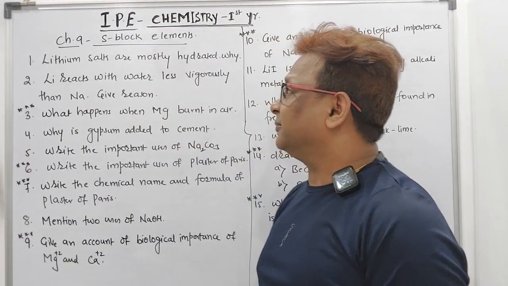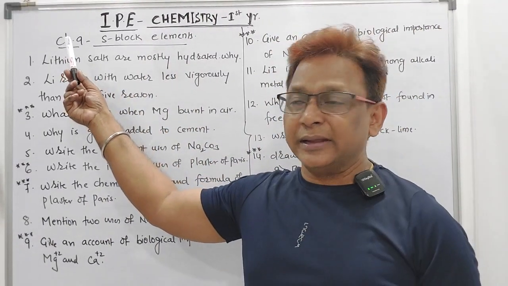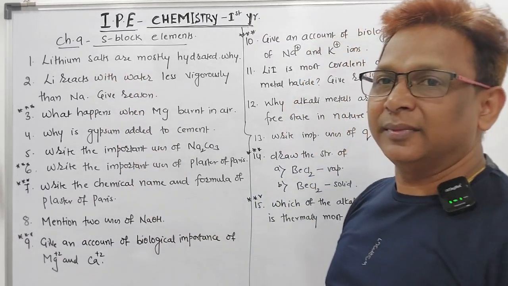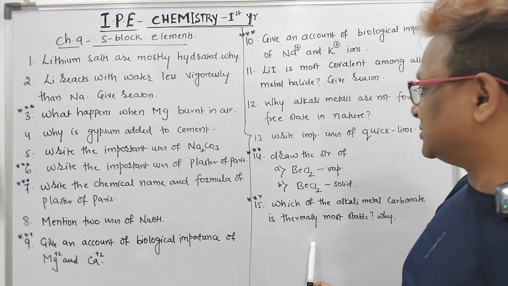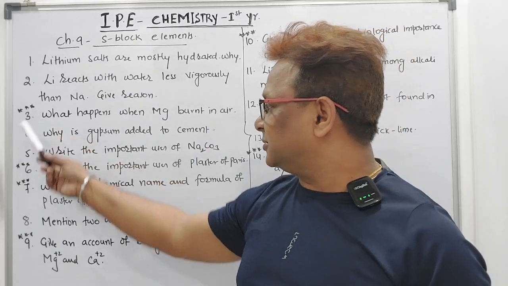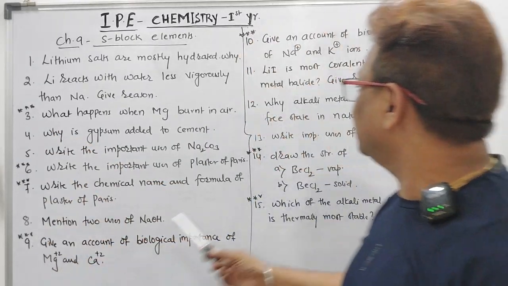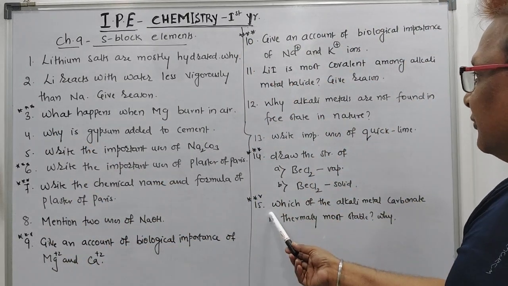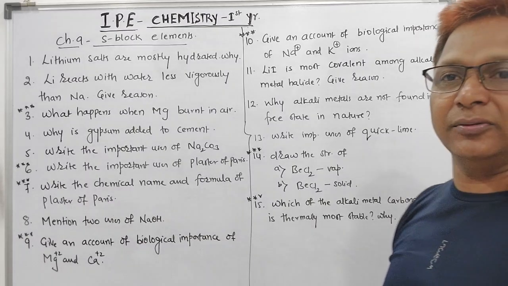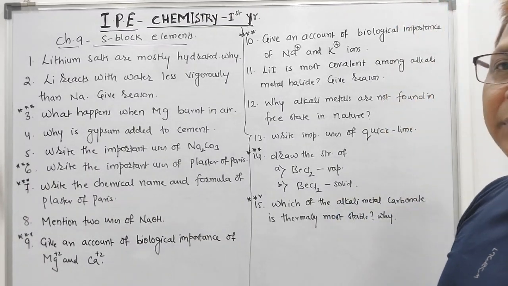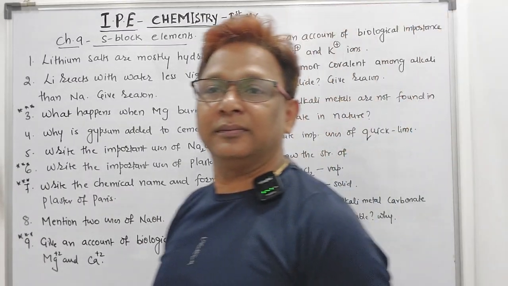Now these are the other VSAQs from the 9th chapter, S block elements. You can see a total of 15 questions are there in that one. These 3, 6, 7, 9, 10th, 14th and 15th are the 3-star questions I have given. Most important. Please take a screenshot of this one.